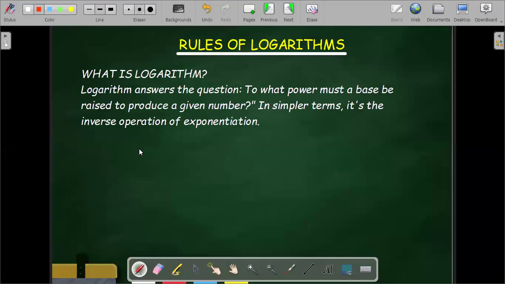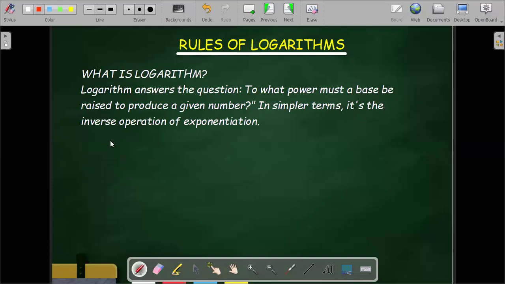In this lesson, we'll be discussing the rules of logarithms. First, what is a logarithm? We say a logarithm is the power to which a base must be raised in order to get a particular number. So logarithm answers the question, to what power must a base be raised to produce a given number? In simple terms, logarithm is basically the inverse operation of exponentiation.